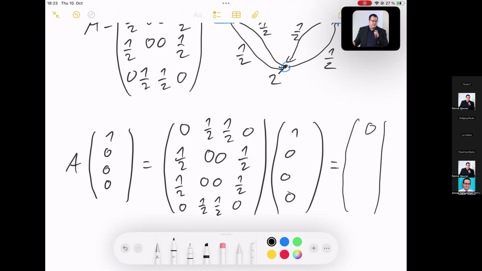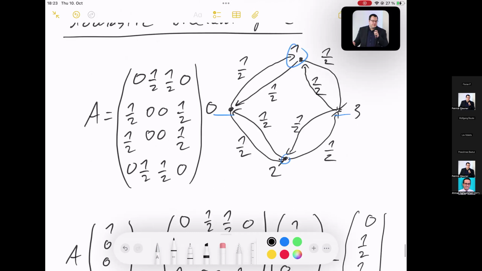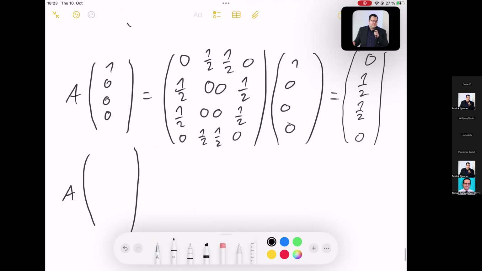We get a 0, a half, a half, and a 0. So after one time click, we know the marble is for sure not in vertex 0. After one time click, there is a 50% chance it's in vertex 1 and a 50% chance it's in vertex 2. Now we can continue this with a second time click, and we have our A, and we just multiply it with the state we got after one time click. We'll try this again and see what happens. So our matrix is again the one as before.